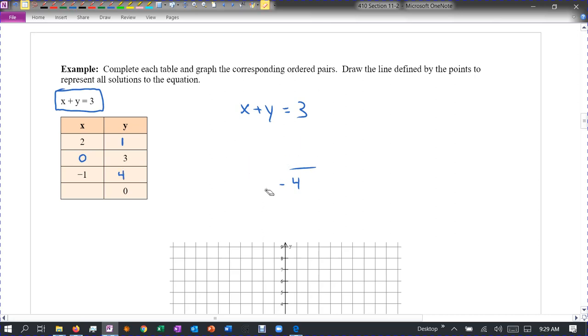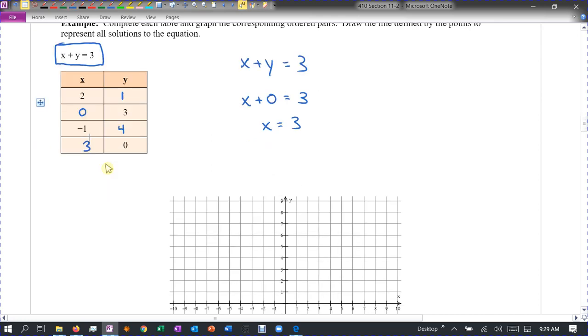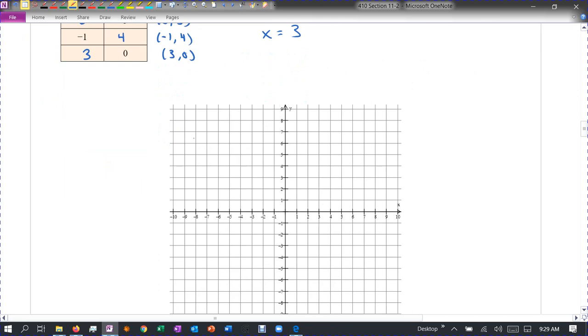One more. If we plug in 0 for y, what do we get for x? Well, x plus 0 is just x, so we get x is 3. So now you can go plot these because these are ordered pairs. This is 2, 1. This is 0, 3. It's -1, 4. This is 3, 0. And we can plot those points.